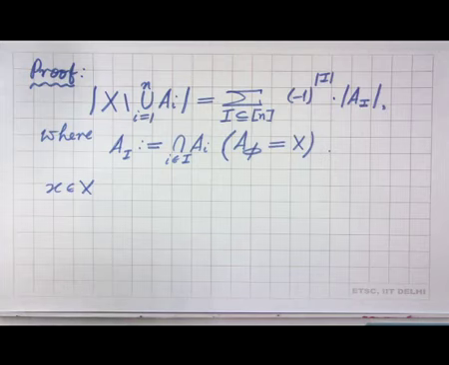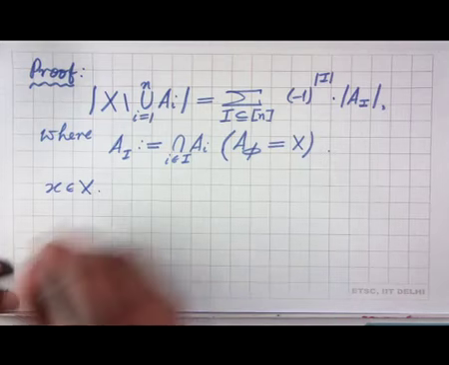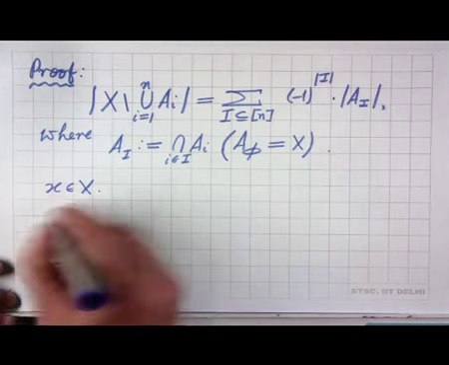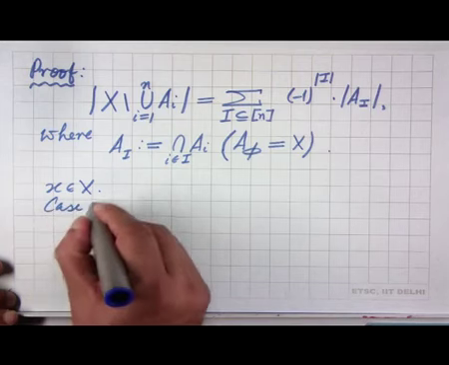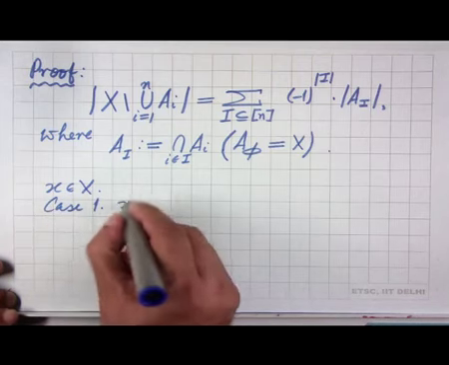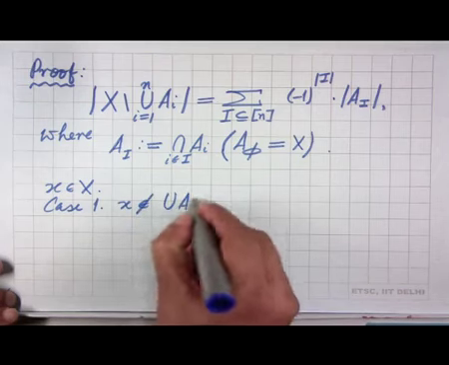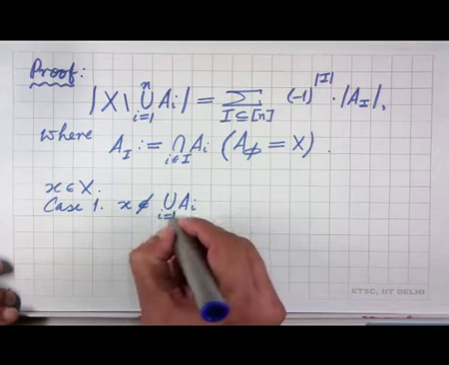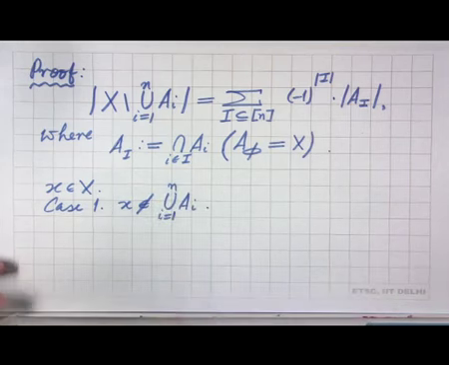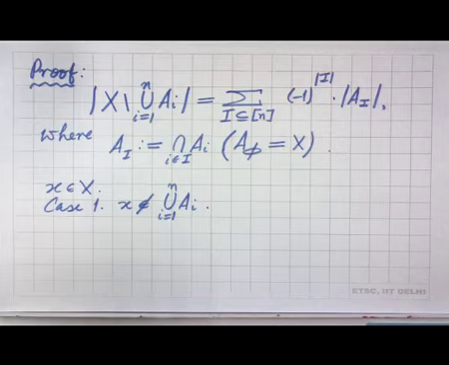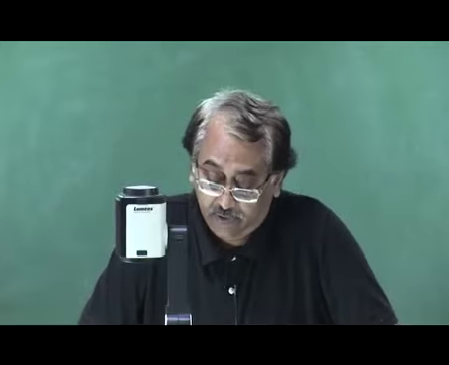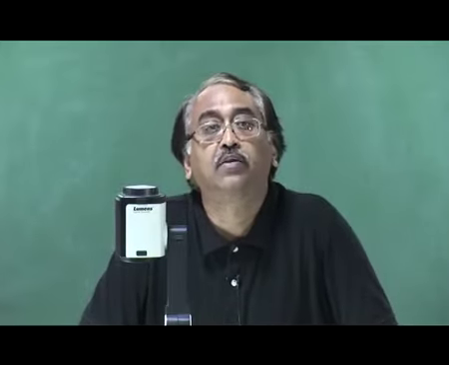So there are 2 situations here, 2 cases to deal with. So I begin with x is an x. My case 1 is when x does not belong to the union of the AIs. It goes without saying that x is an x. There's nothing outside that. Well, it's straightforward that if x is not in the union of the AIs, then it is in the complement of the union of the AIs, and therefore it contributes 1 to the right-hand side.